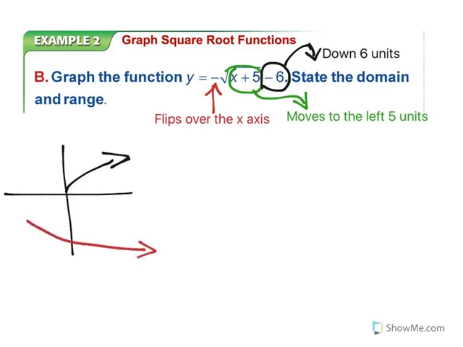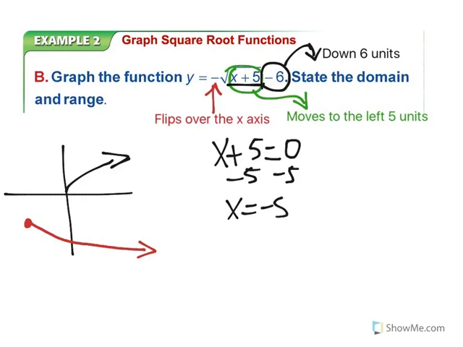Now you can graph that in your calculator. Remember, we have our original square root function that looks like so. And our new function looks like something like that. Alright, so from that, we should be able to get our domain and range.